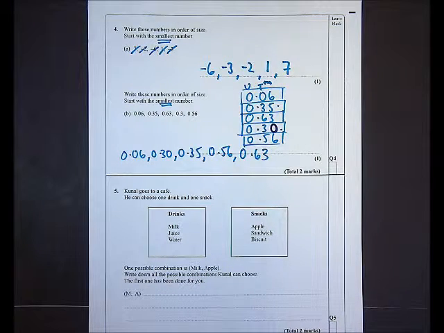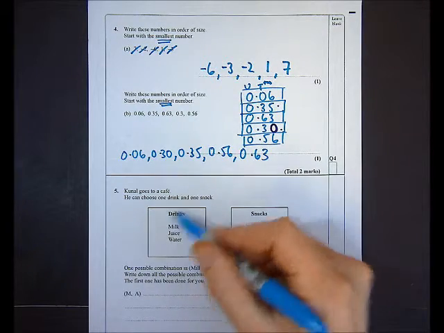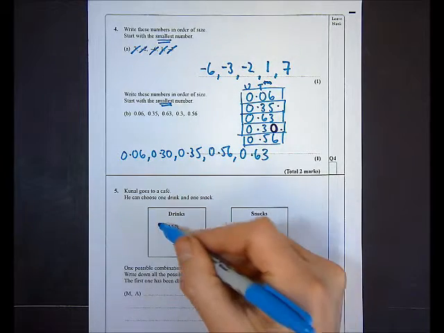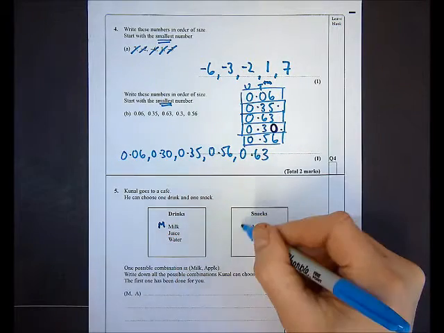In question number 5, I'm told that Kunal goes to a cafe and he can choose one drink and one snack. And I'm given the drinks in this list here and the snacks in this list here, and he can only choose one from each. And I'm asked to write down all the possible combinations, and I'm given one here which is MA. So they've used M for milk and they've used A for apple.